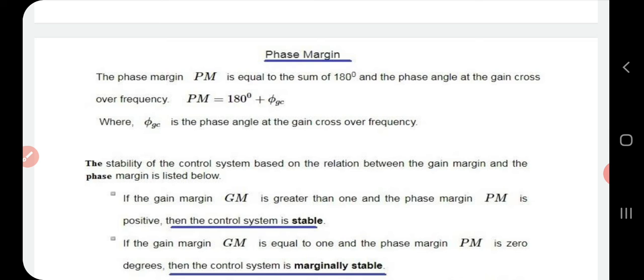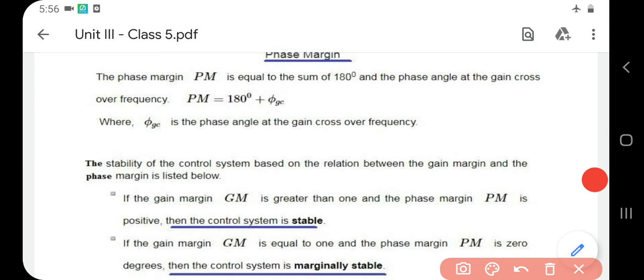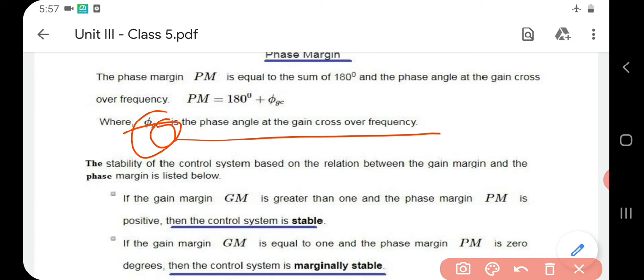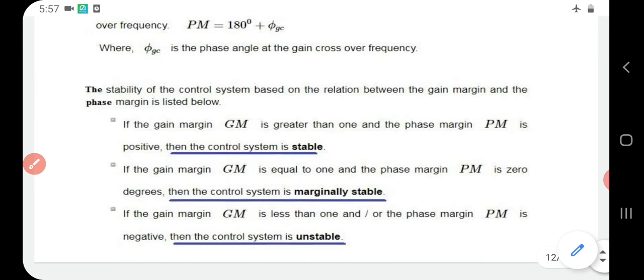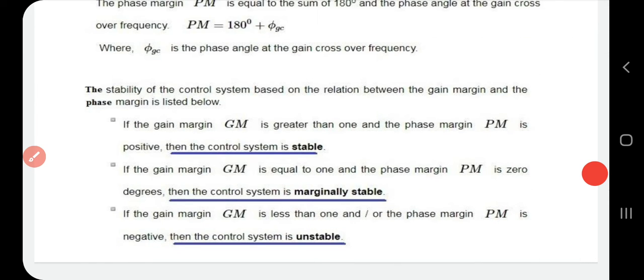What is phi gc? Phase angle at gain crossover frequency. GC represents gain crossover frequency, so phi denotes the phase angle at the gain crossover frequency. The stability of the control system based on the relation between gain margin and phase margin is listed below.